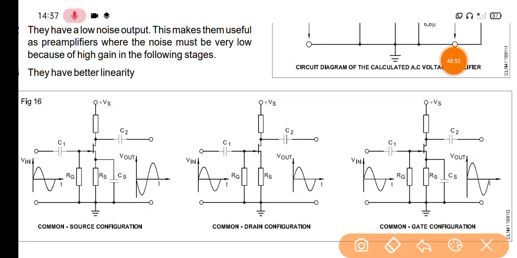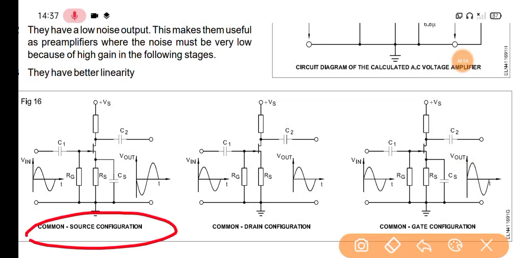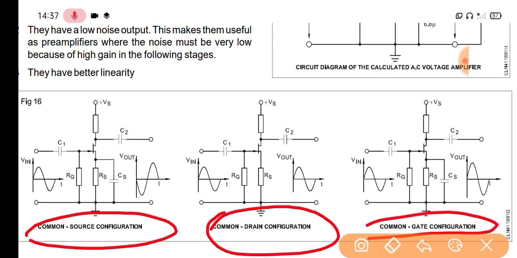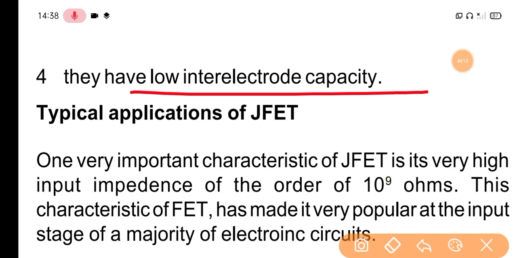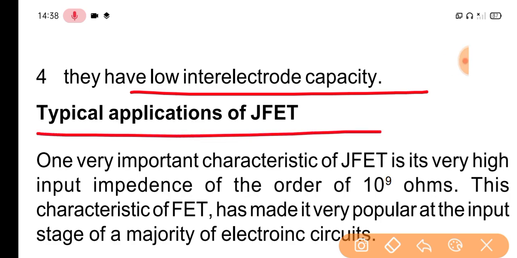This is the common source configuration, this is the common drain configuration, and this is the common gate configuration. Fourth, they have low inter-electrode capacity. Typical application of JFET.